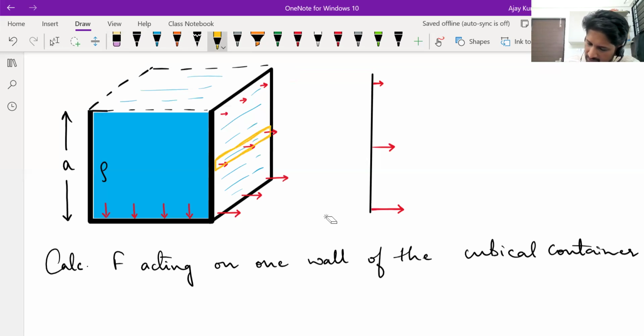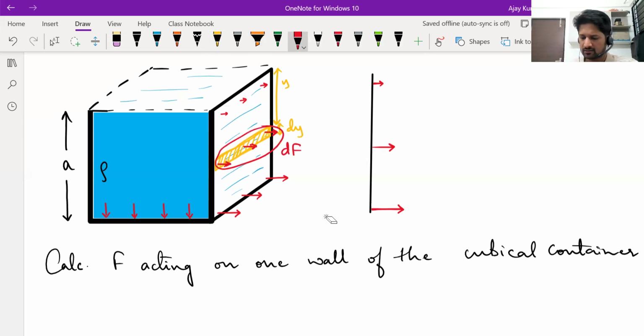I'm assuming the depth of this rectangular element that I'm shading is y from the free surface, and its height, or its width, you can call it whatever you want, let's call it dy. On that element, there will be forces acting like this due to pressure. These forces put together is what I will call dF, the force acting on a thin element.